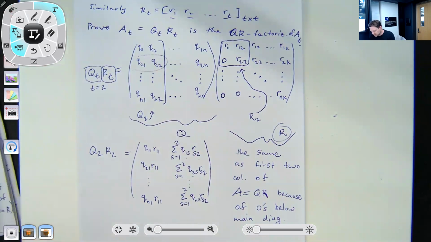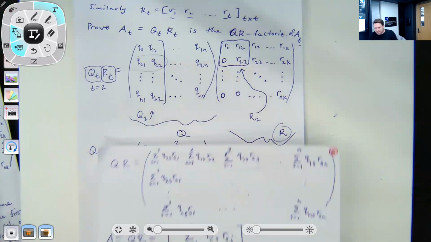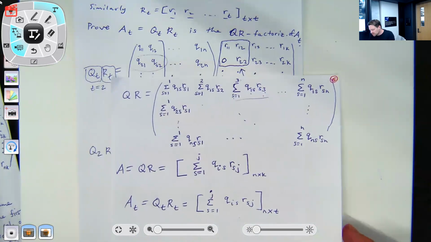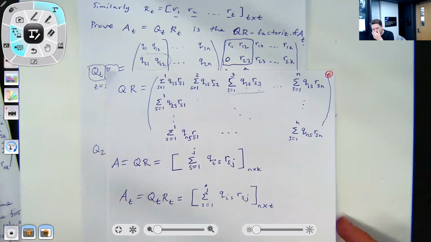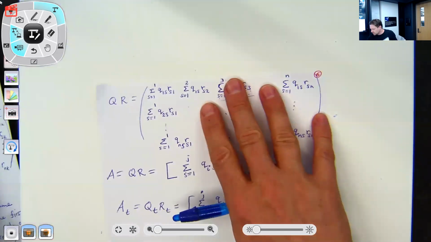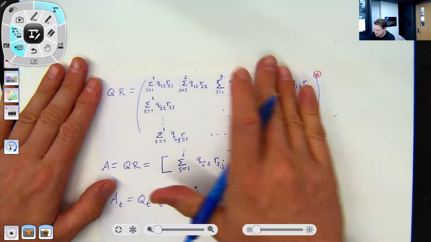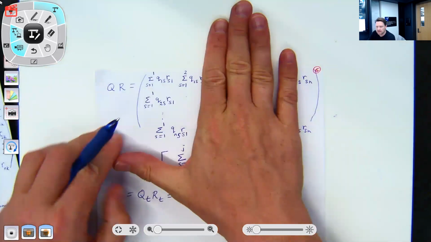I think my hand is getting tired, so I'm just going to flash up the next page that I've already written. Where I actually multiply out all of Q times all of R, right? And so that's here. Now, so far we've just looked at the first two columns of all of Q times all of R, right? And so this is that part right here.